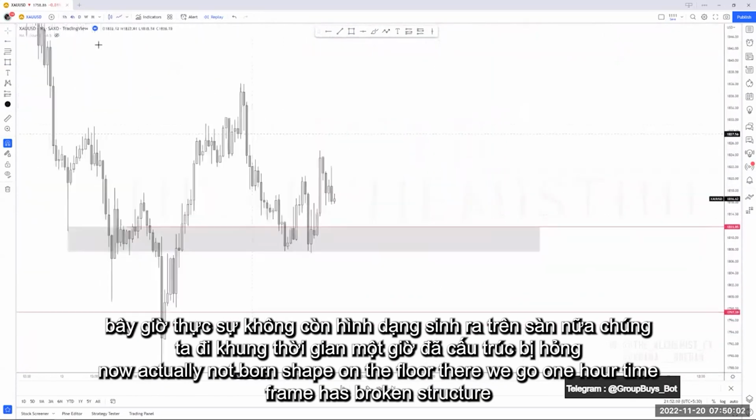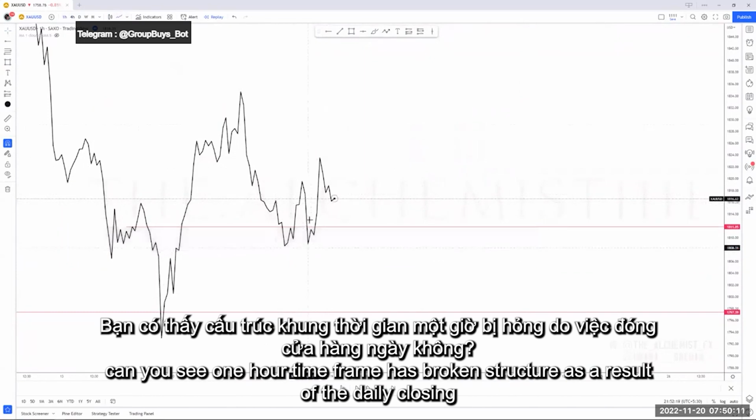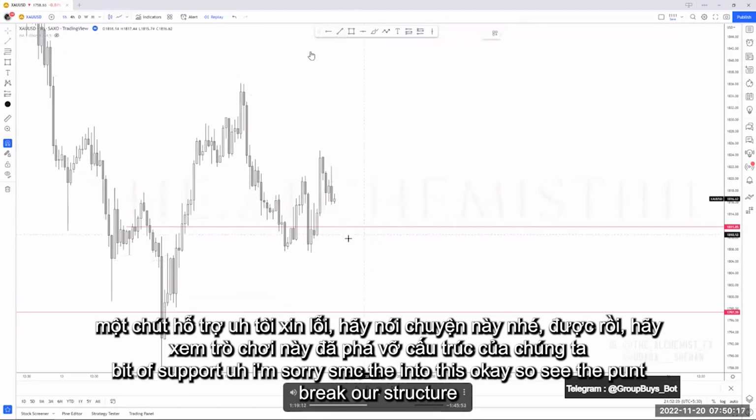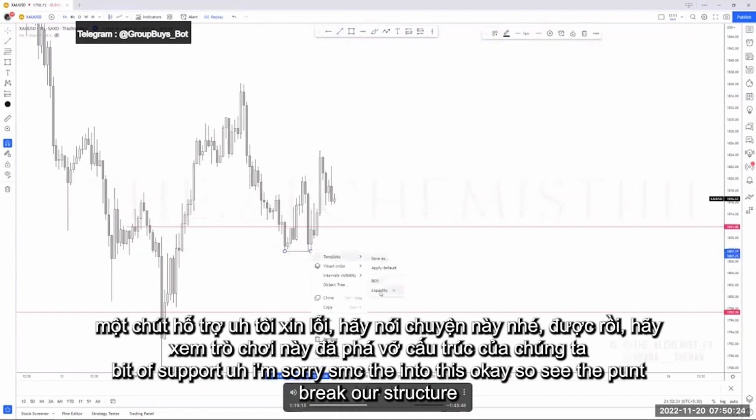There we go. The 1-hour time frame has broken structure. Can you see that? The 1-hour time frame has broken structure as a result of the daily closing above it. Very clearly, we have the bullish breaks. Now, once again, let's add a bit of SMC support into this. See, stop hunt, breakout structure.